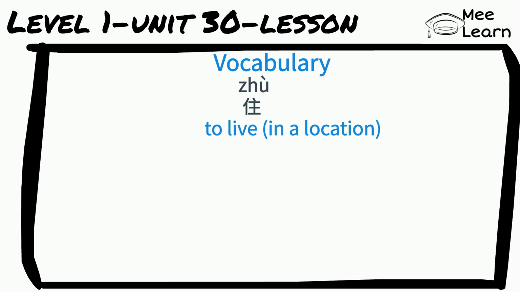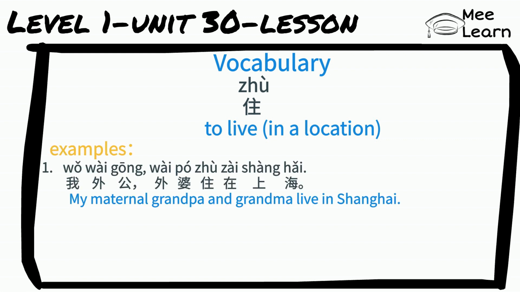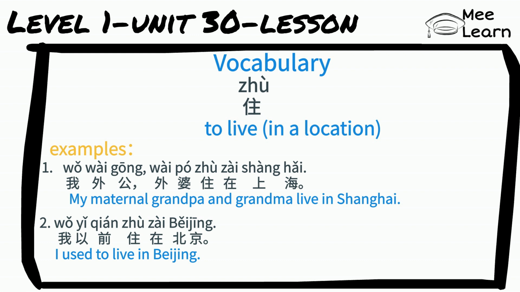住 to live in a location. For example, 我外公外婆住在上海。My maternal grandpa and grandma live in Shanghai. 我以前住在北京。I used to live in Beijing.